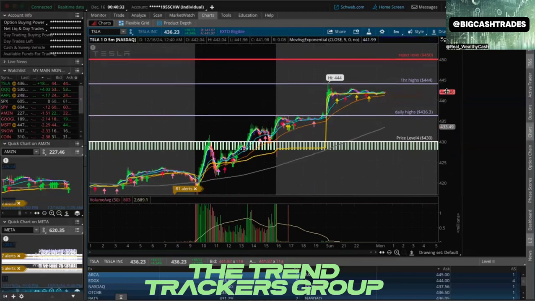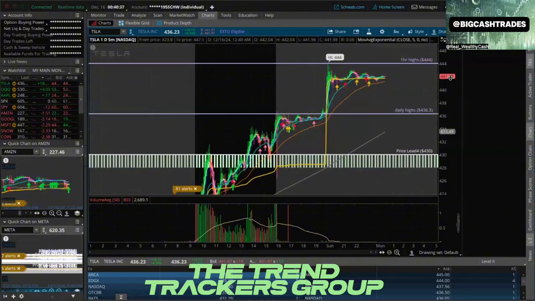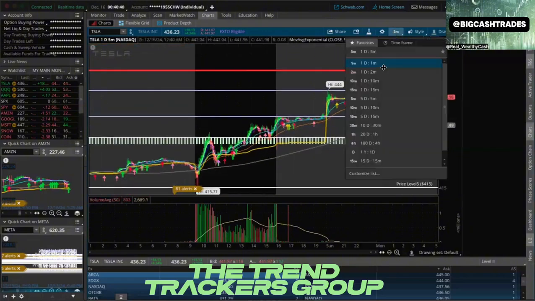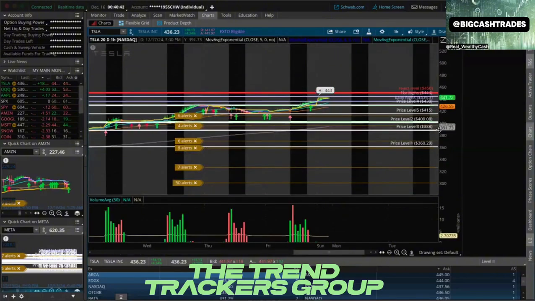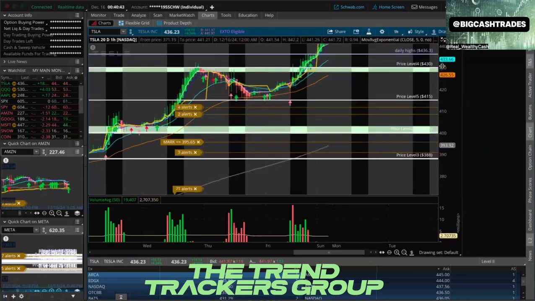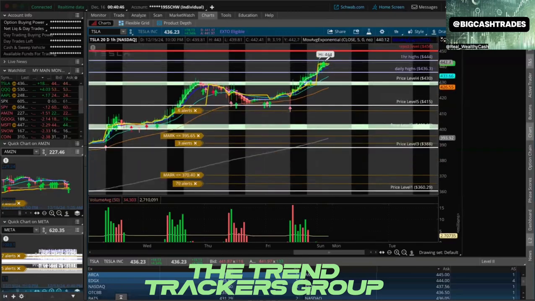This Tesla 444 don't look bad. But I don't like buying at highs at all. It's not safe up there. I can't do that. Only thing I could do is buy rejects at highs. There's no way I could buy calls. There's no way I could buy over this 444.